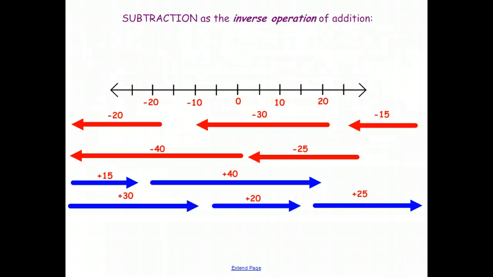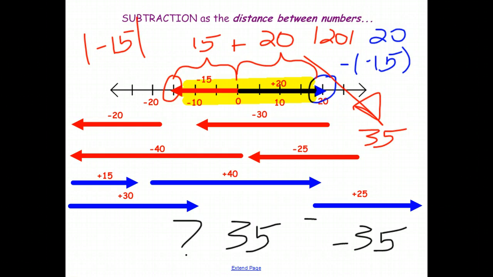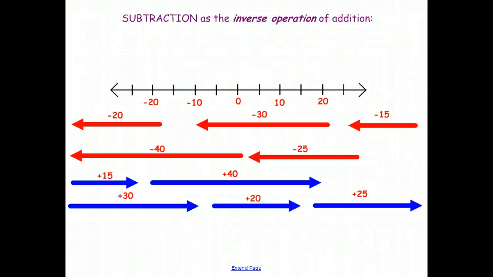So 20 minus negative 15 is 35. But that doesn't quite answer whether this should be a positive 35 or a negative 35, or why entirely it should be either of them, which is why we now look at subtraction as the inverse of the operation of addition.